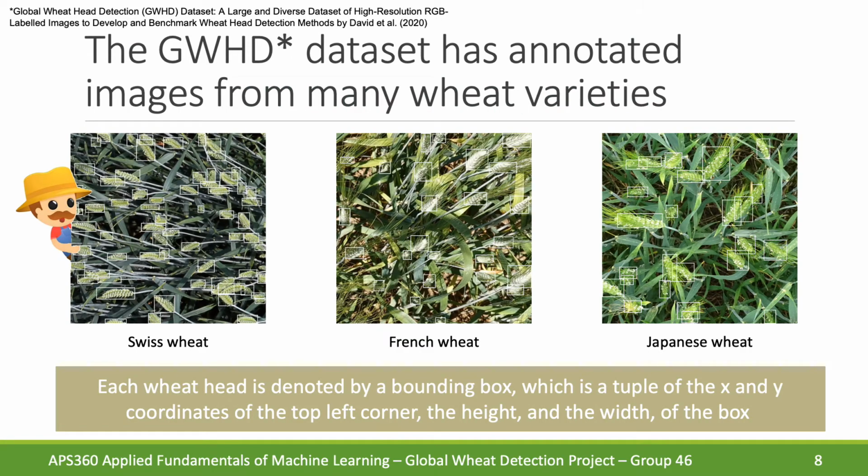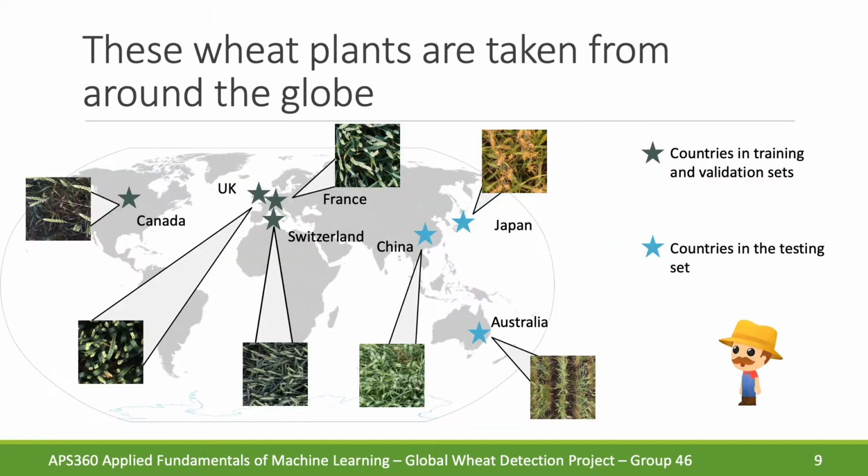The main dataset Farmer Sam chose to work with is the GWHD, or Global Wheat Head Detection dataset. This dataset contains many different images from wheat varieties from around the world, such as Swiss, French, and Japanese wheat plants. As you can tell, each image is annotated with bounding boxes, which are tuples denoting the x and y coordinates of the top left corner of the box, as well as the height and width of the box. Each box denotes a wheat head.